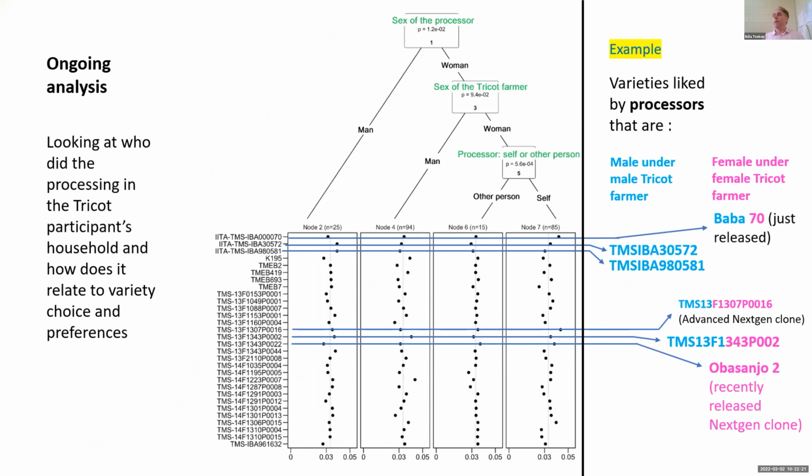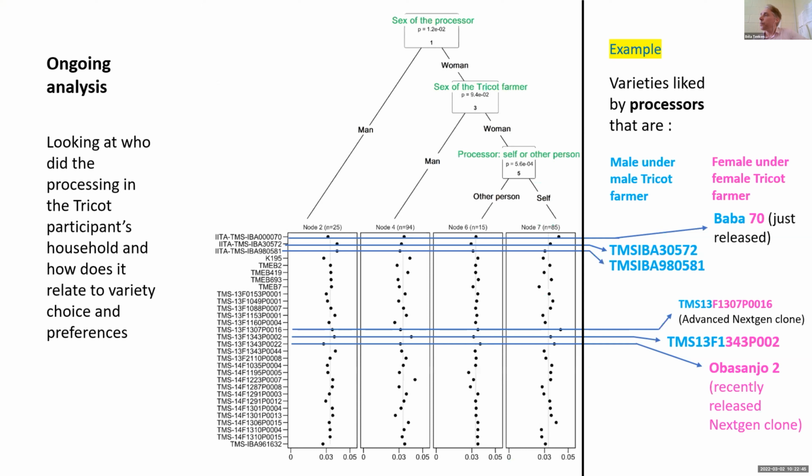For example, in ongoing analysis, we are now looking at the sex of the processor. So we have the tricot farmer, but if we look at who did the processing within all these households, then you can see that if the processor was a man, you get some varieties that are liked differently, liked specifically for that group.